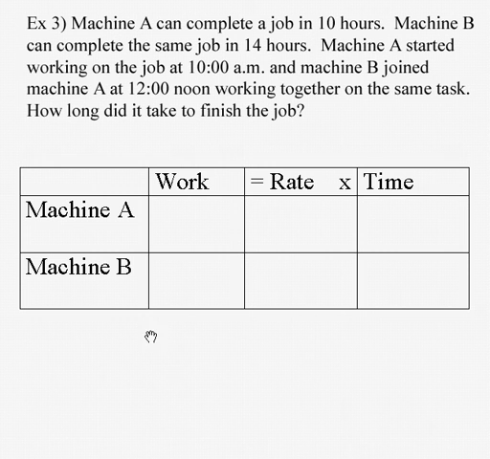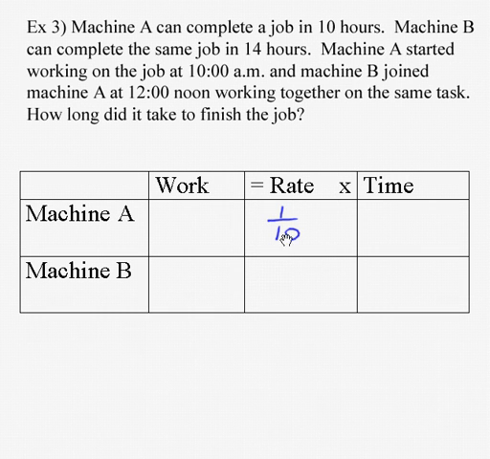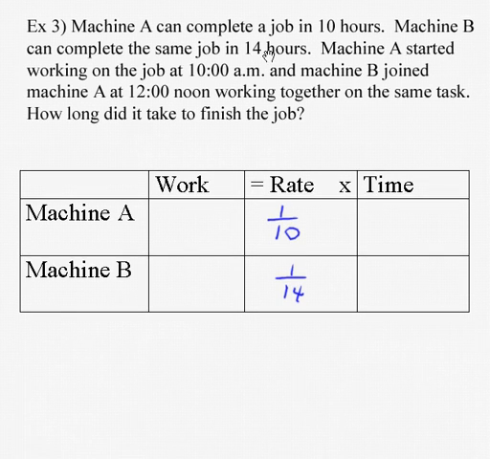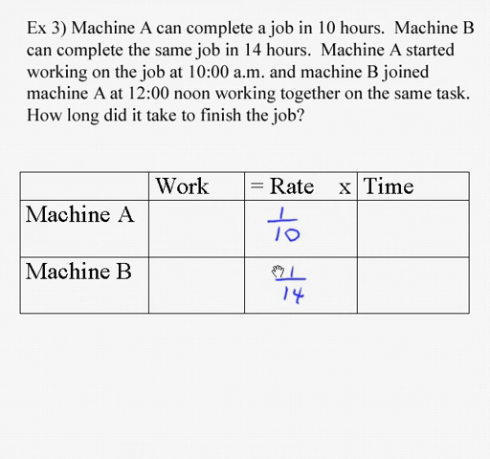Well, a work chart helps us out. Machine A, machine B, work is equal to rate times time, just like distance equals rate times time. How much work does machine A get done, or what's its rate per hour? If it can do the whole job by itself in 10 hours, its rate per hour is 1/10 of the job. Machine B, if it can do the whole job by itself in 14 hours, its rate is 1/14 of the job per hour.